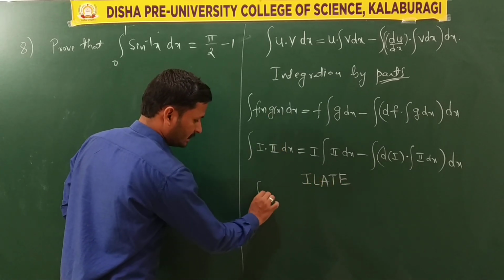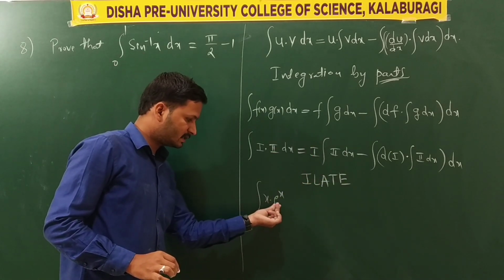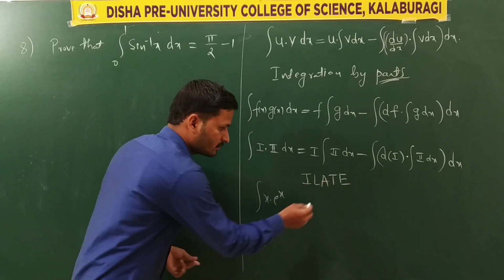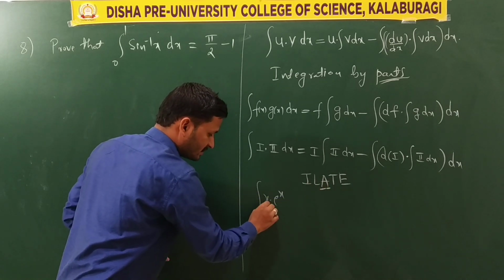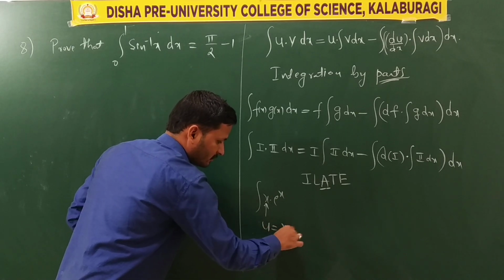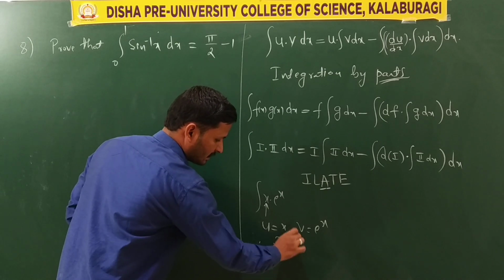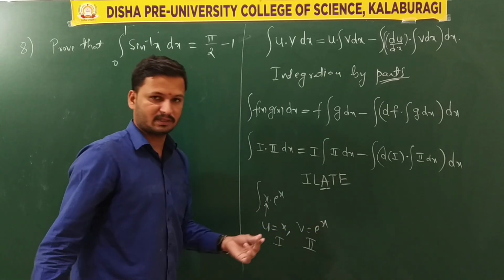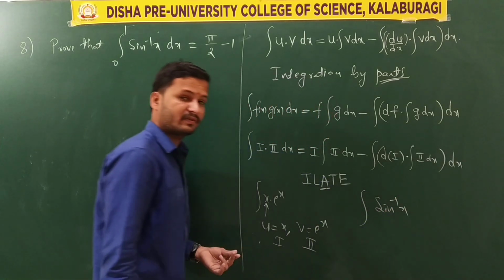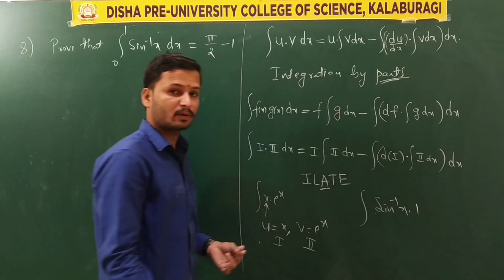For example, take integration of x into e raised to x. Here x is an algebraic function and e raised to x is an exponential function. In this order, algebraic comes first, so the first function u is x and the second function v is e raised to x. Suppose it is integration of only sin inverse x. Which should be the first function? Since only sin inverse x is there, we write the other function as into 1.